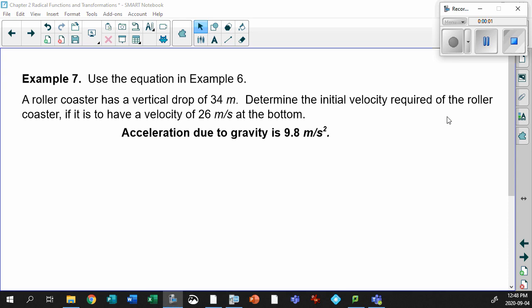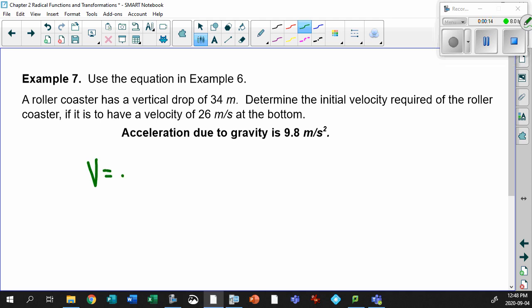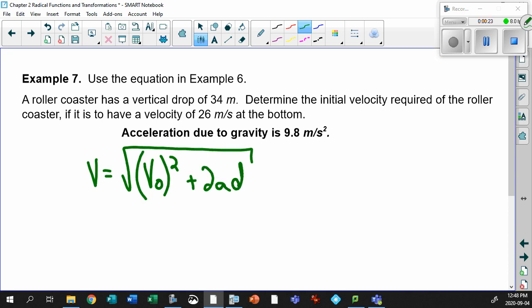So continuing on with the nice little roller coaster question, look how this is different from the previous question. In this question, it says, okay, use the equation from example 6. So I'm going to write that equation down. V equals the square root of V naught squared plus 2AD. I bet you this question is going to ask us to find something else in here other than D.